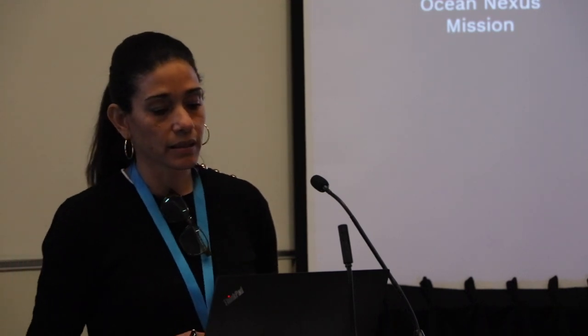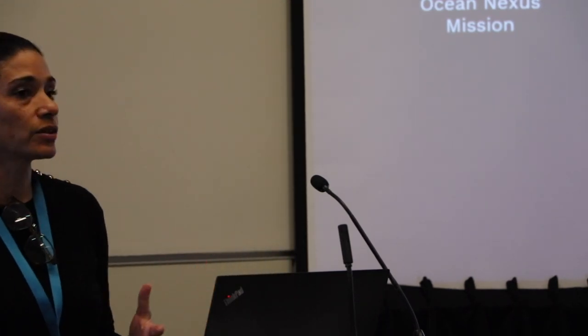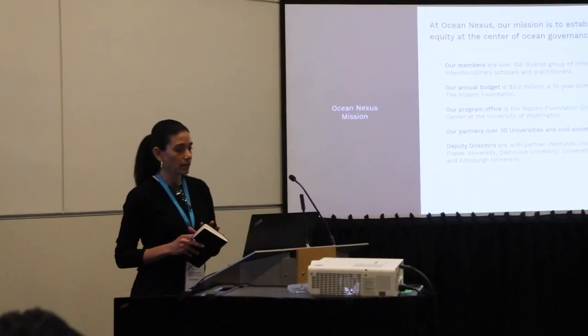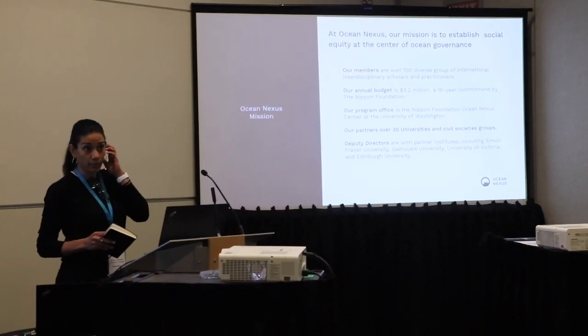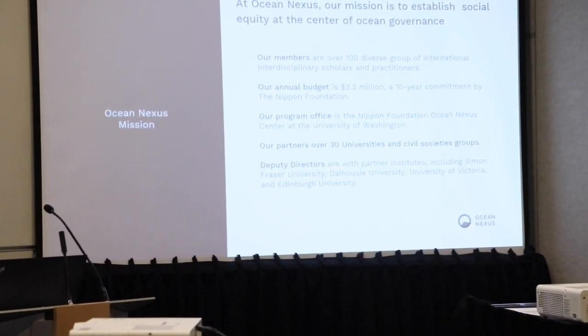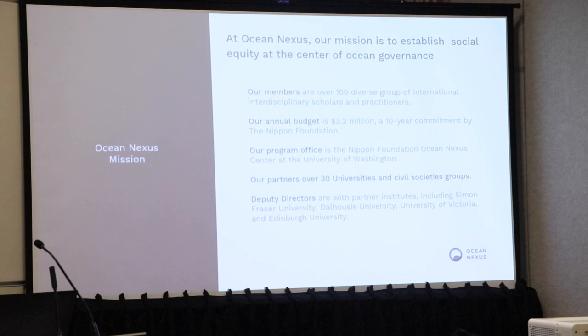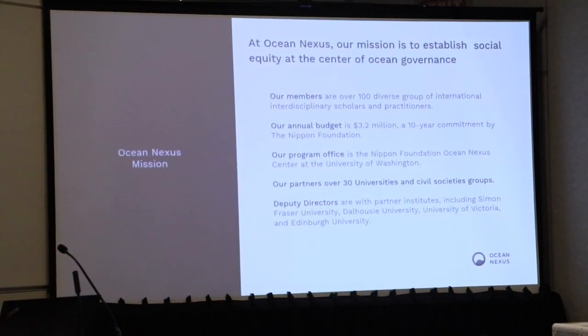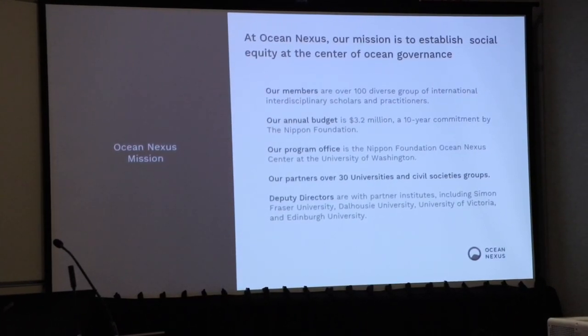Ocean Nexus's mission is to establish social equity at the center of ocean governance. There are over 100 members who are interdisciplinary scholars and practitioners. It is funded by the Nippon Foundation at $3.2 million per year, a 10-year commitment at the moment. It is based at the University of Washington in Earth Lab, which is where the program office is.